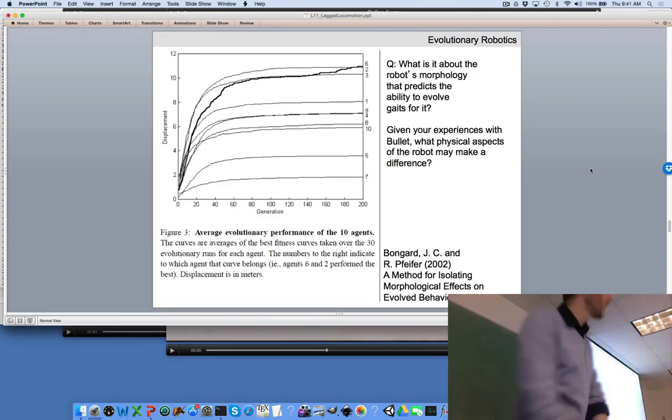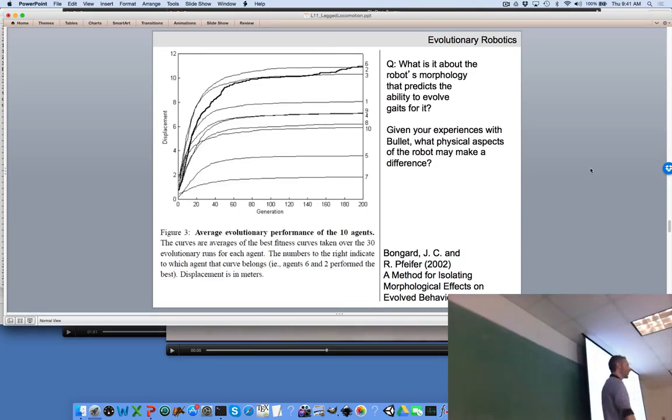Okay, here we go. So 10 fitness curves, each curve corresponding to one of the 10 robots. Each curve is reporting the average of the best controller in the population at that time. So each curve here corresponds to 30 separate runs. We took the best controller out of the population across those 30 populations at that point and looked at the average displacement or the average fitness of those robots at that time.